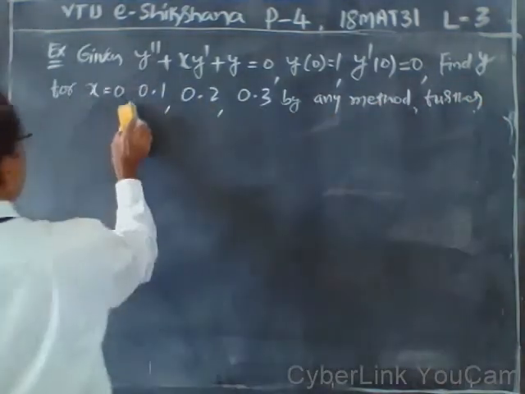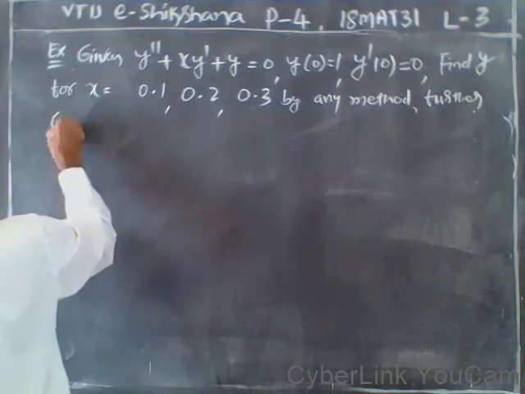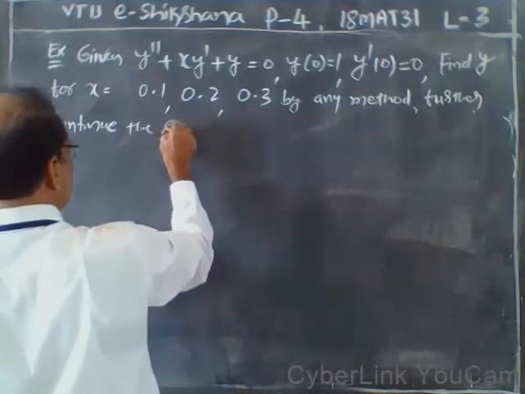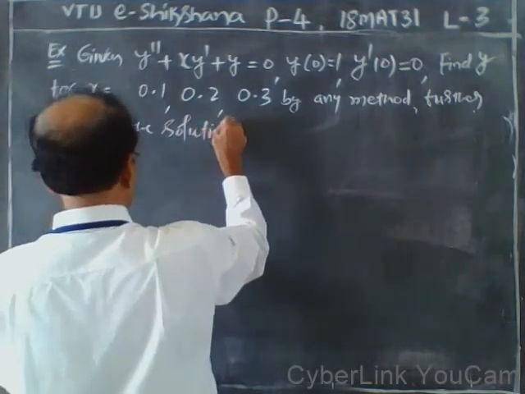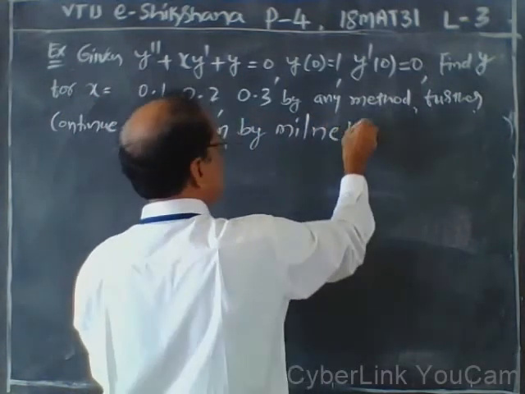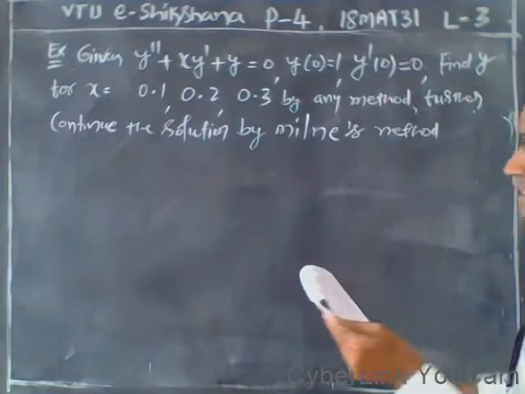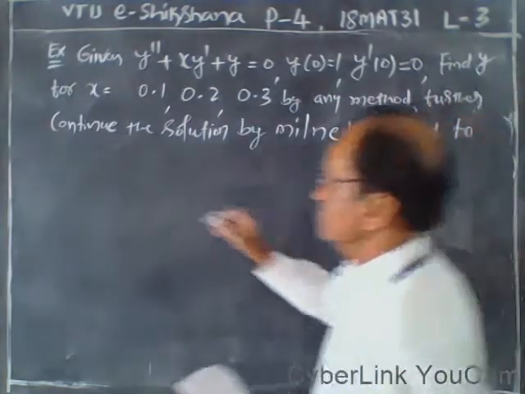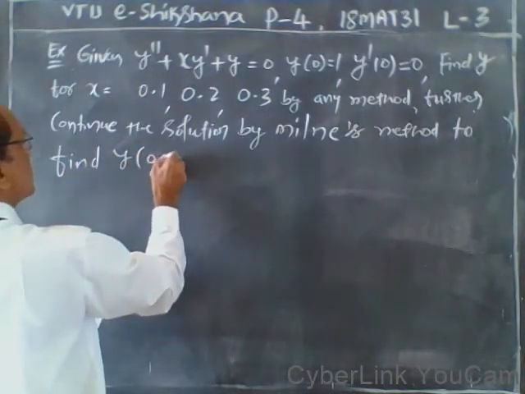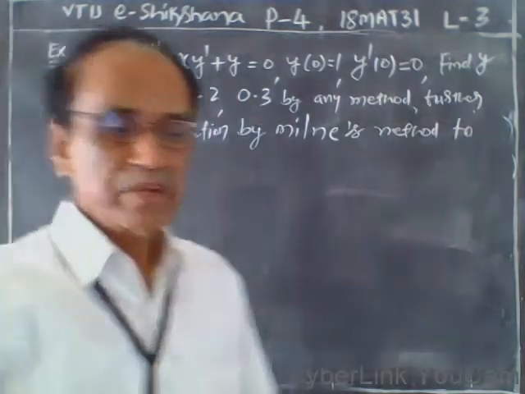Further, here y0 is already given. Continue the solution by Milne's method to find y at 0.4. This is the problem given.